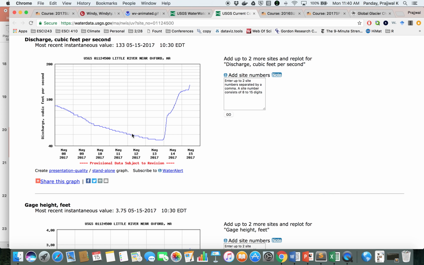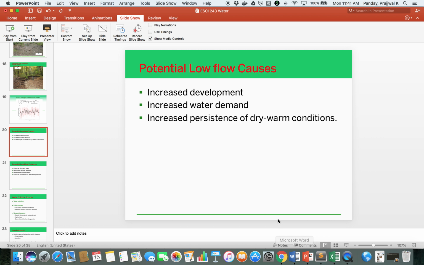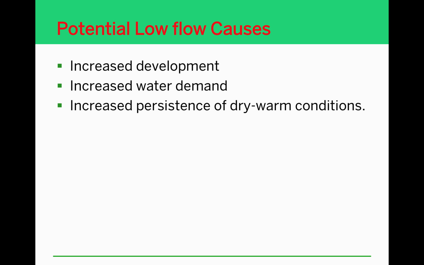So when the streamflow goes really low and stays there for a very long time, that's when we start to get symptoms of drought. And that was the point here. What are the low flow causes? Couple of things.